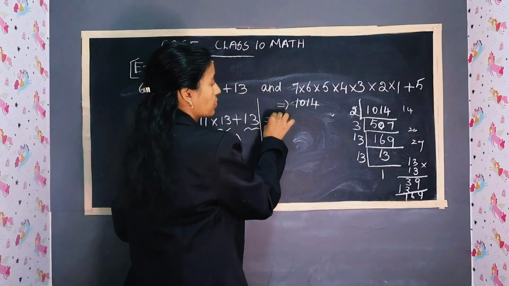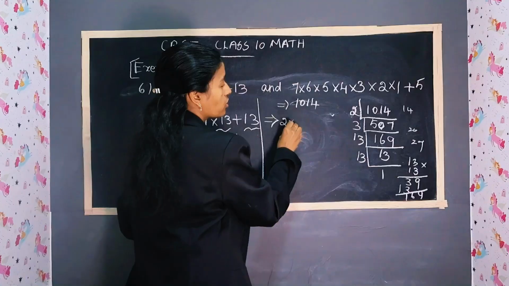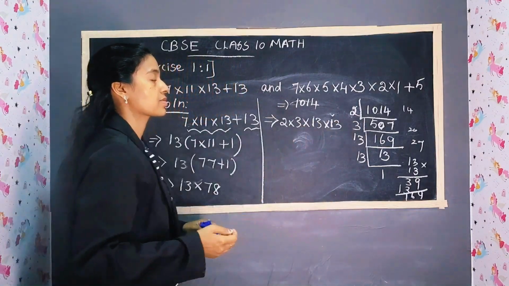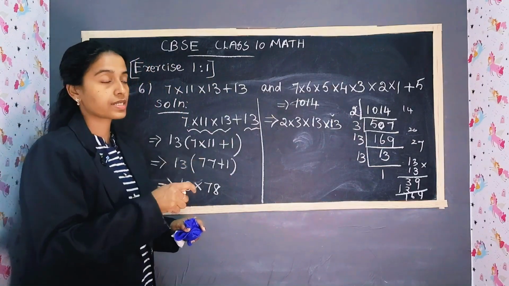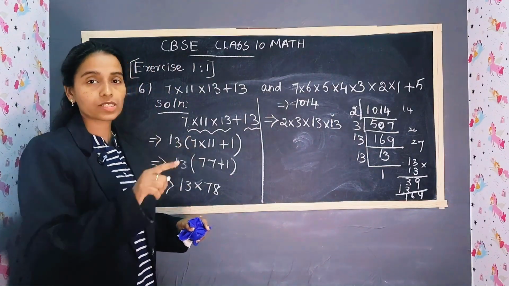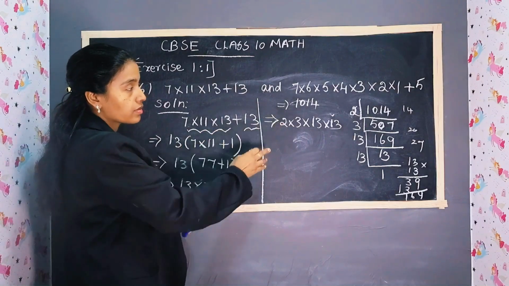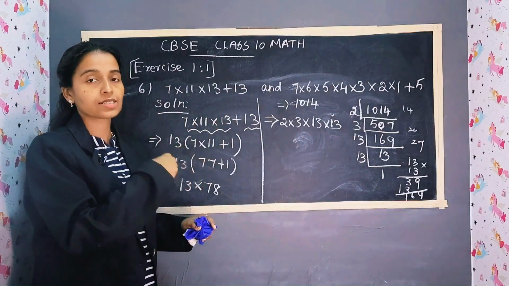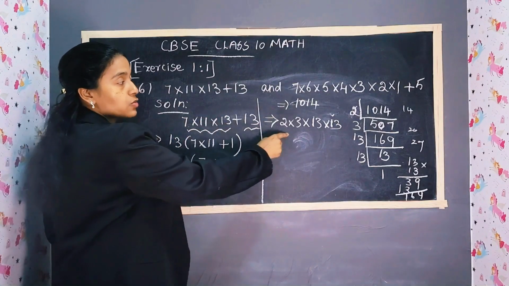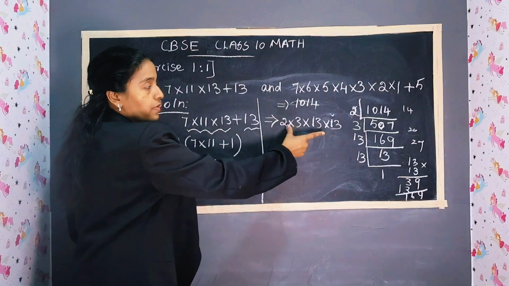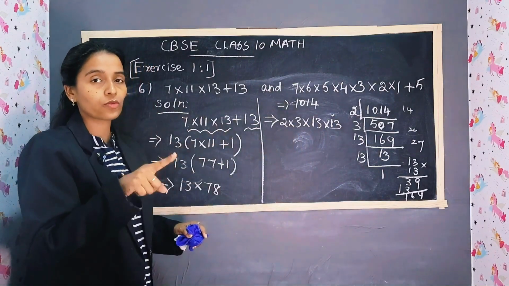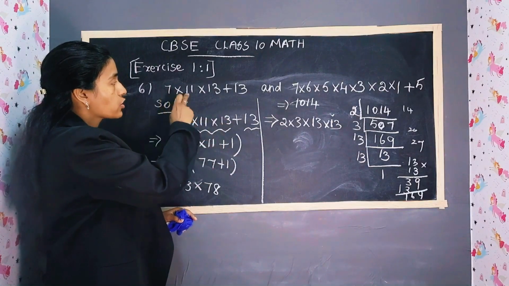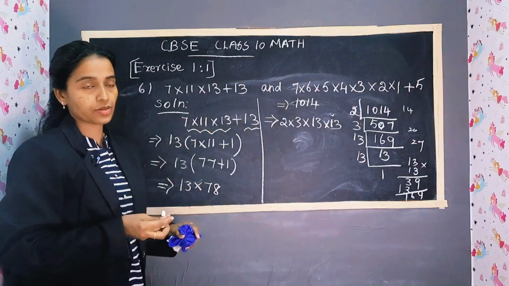So the factors are 2 into 3 into 13 into 13. These are all the prime factors, right? But in this case, I can add 1 also. Why? Because 1 is not a prime. So here the thing is, we have to check whether the particular number has more than 2 factors. Here it's proved, right? More than 2 factors. Totally we have 4 factors. If we are including 1, we'll be getting 5 factors. So hence it is proved that 7 into 11 into 13 plus 13 is a composite number.